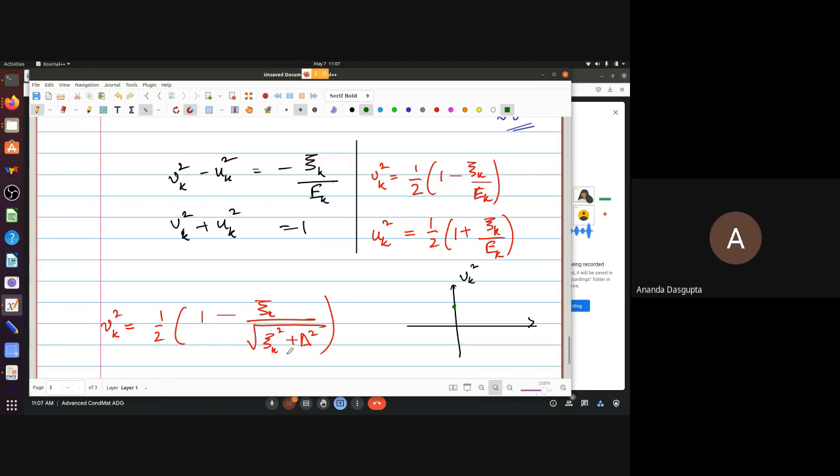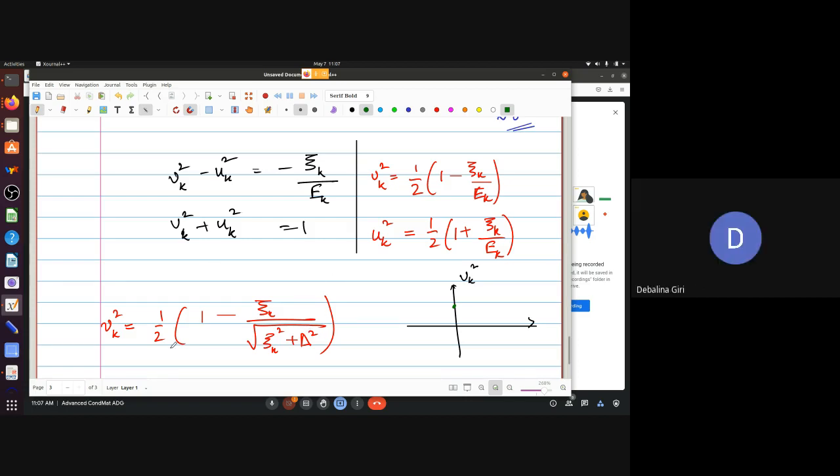You don't even have to go that far. The point is, even when you go that far away, this thing actually vanishes. But even if it did not, you could ignore this. What happens when xi k becomes large negative? Even then, xi k square is much bigger than delta square, right? And ultimately, delta actually vanishes when xi k becomes large negative.